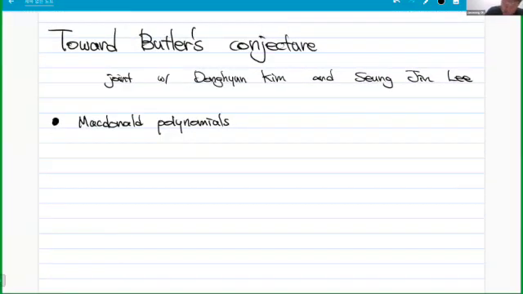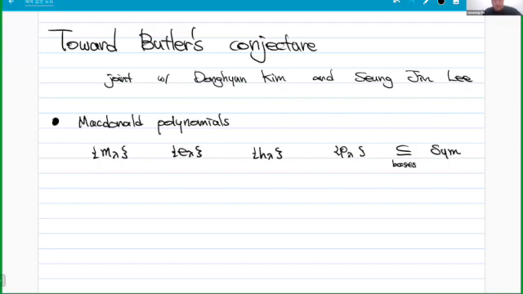There are many bases, like monomial bases, elementary symmetric functions, homogeneous symmetric functions, and power sum symmetric functions. These are all bases of the ring of symmetric functions. And one of the most important bases is the Schur function, which I'll denote by s_mu.